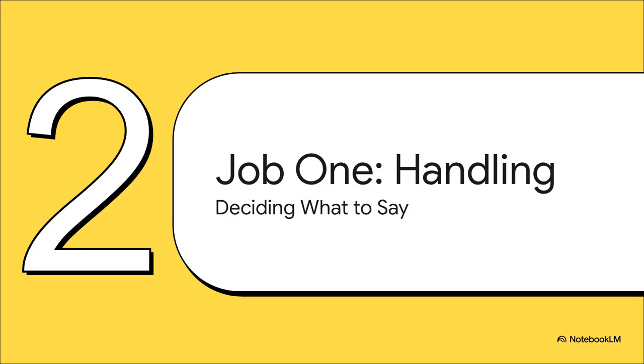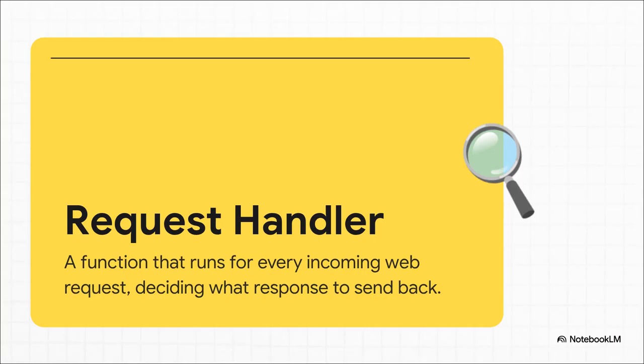All right, so let's dig into that first job, handling requests. How does our server actually decide what to say when a browser shows up and knocks on the door? This is where we build the actual brains of our app. And the core idea here is something called a request handler. I mean, it sounds fancy, but really, it's the brain of our whole operation. And it's just a function, a simple piece of code that runs every single time someone visits our site. And its only job is to figure out what to send back.